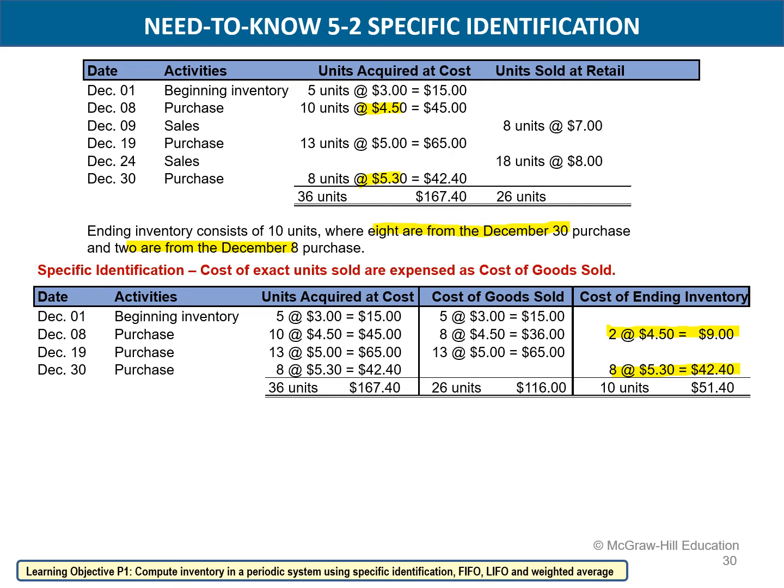So they tell you what should be in your ending inventory. And then everything else goes to your cost of goods sold. Okay? So all 5 of your units at $3, 8 of your 10 at $4.50, all 13 at $5. And so you take the unit times the price to get the total of that. And then you add up the totals and add up the units, and that's your cost of goods sold. Okay?